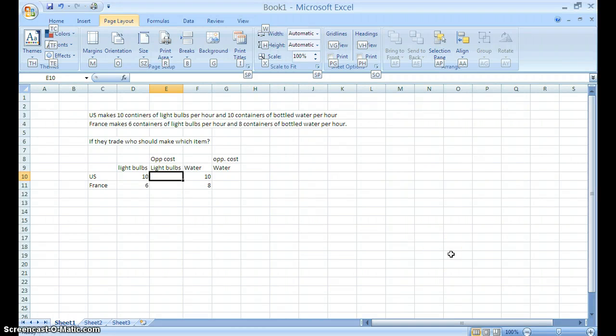All right, I want to discuss this idea of opportunity cost and comparative advantage. It's a very important concept which demonstrates why trade amongst countries is beneficial to both countries. So I made up an example.